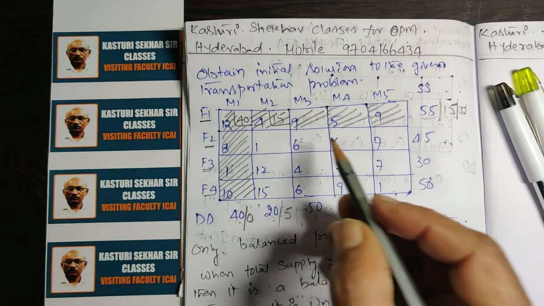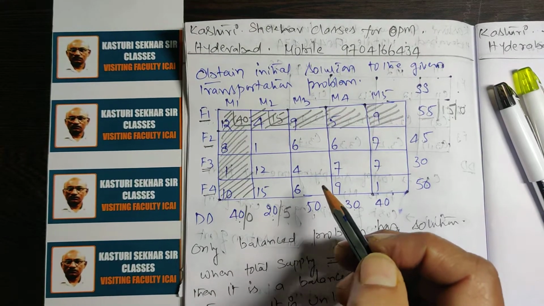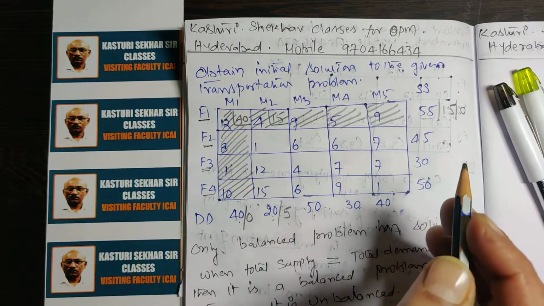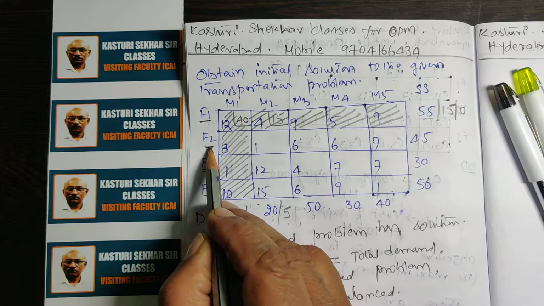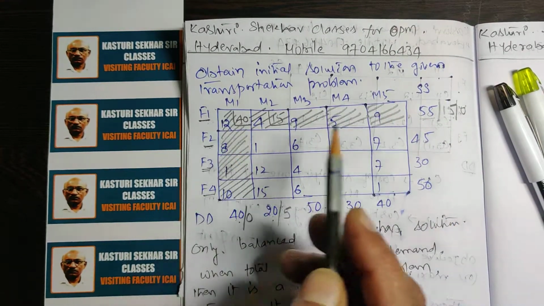Now, market 2 still requires 5 more units. Supply the goods from the second factory, because at factory 1 capacity is exhausted.